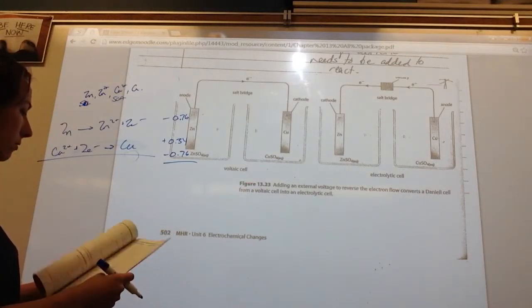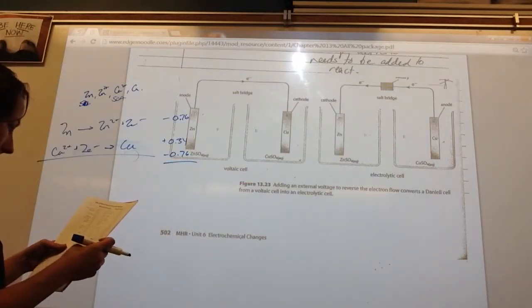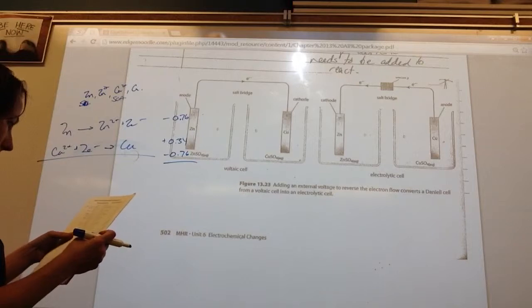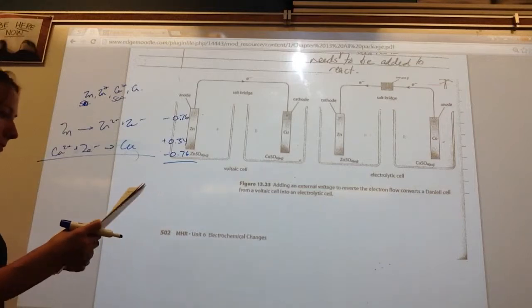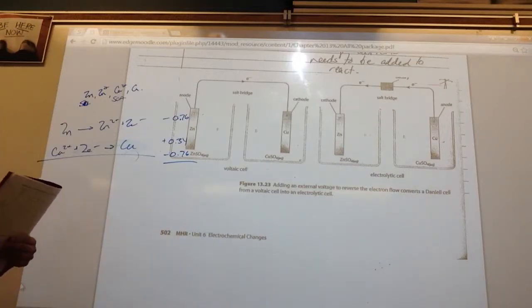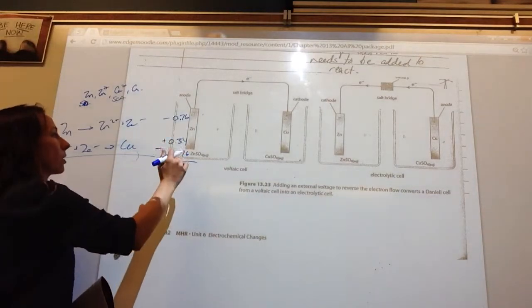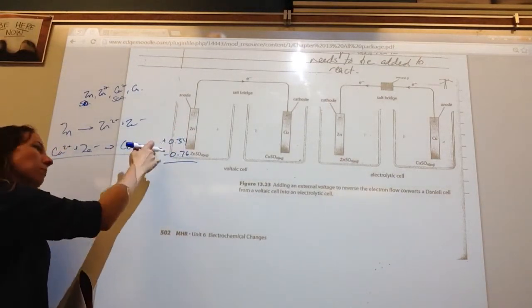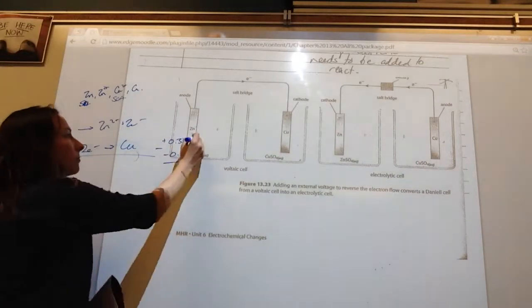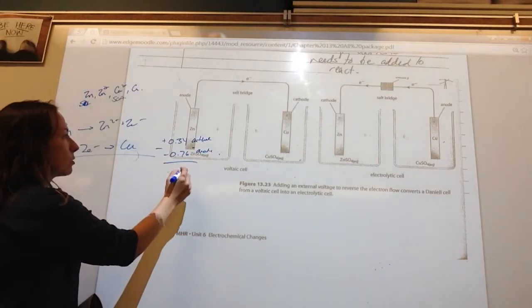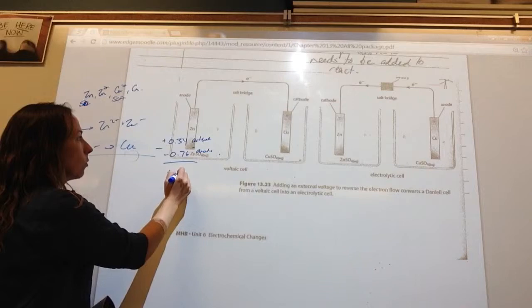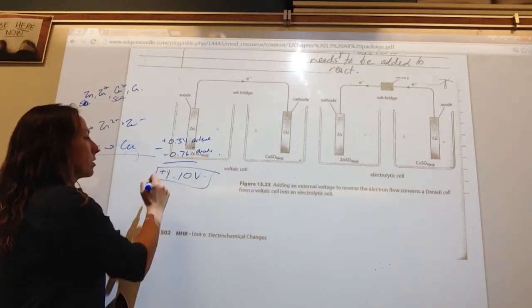Hold on, let me look it up myself. Copper is positive 0.34, zinc is negative. Oh, that's why. It does work out, I just wrote it down wrong. So cathode minus the anode, which happens to be negative, and so therefore I get, this is much better, 1.10 volts positive.